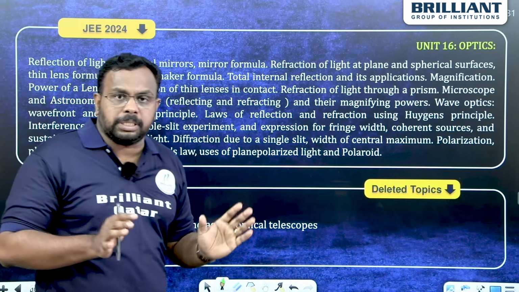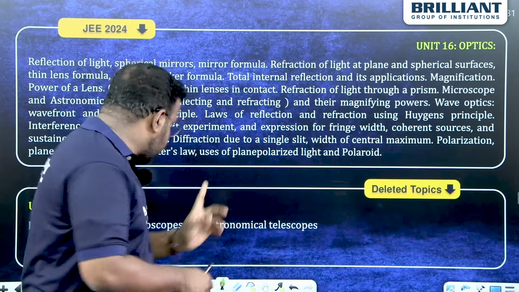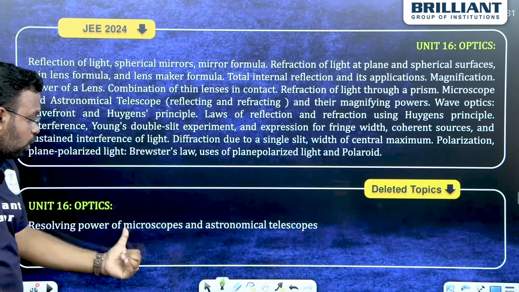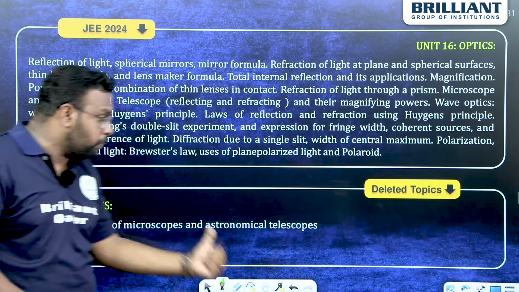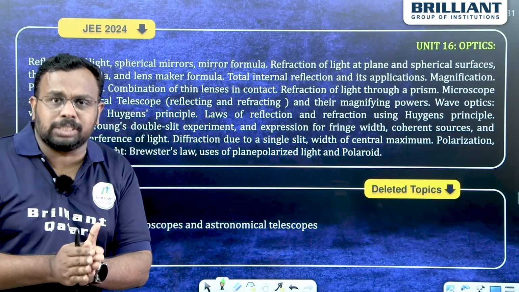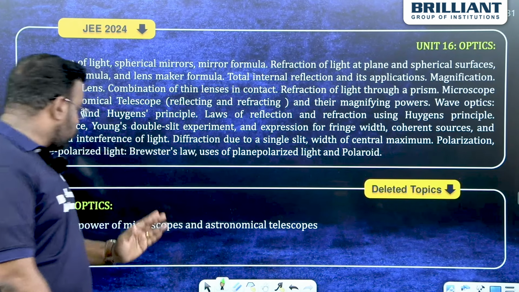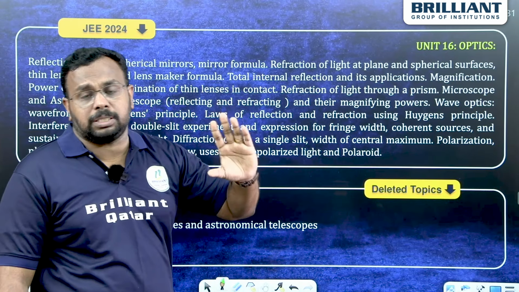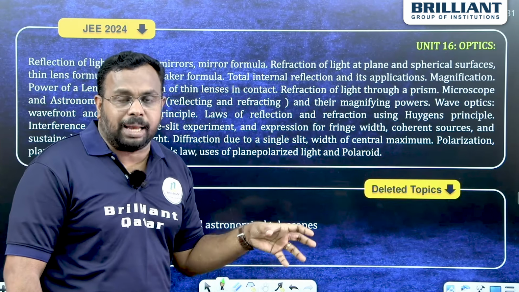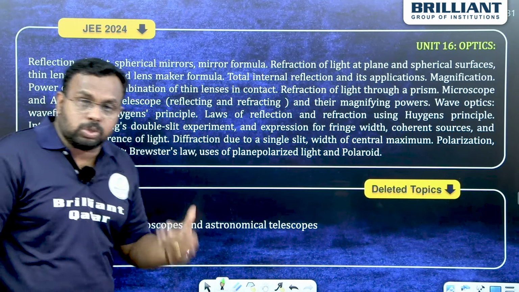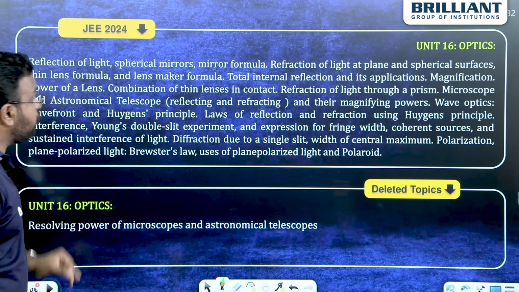So in wave optics also almost everything is there, but at the same time, check a topic that is deleted. One is resolving power of microscope and telescope. So you can skip that. Of course, it's a confusing topic. You can skip resolving power of microscope and astronomical telescope. Rest all are there from the chapter optics. Again, you know that this is also a chapter with lot of equations, lot of formulas and lot of ideas. Practice as many questions as possible.